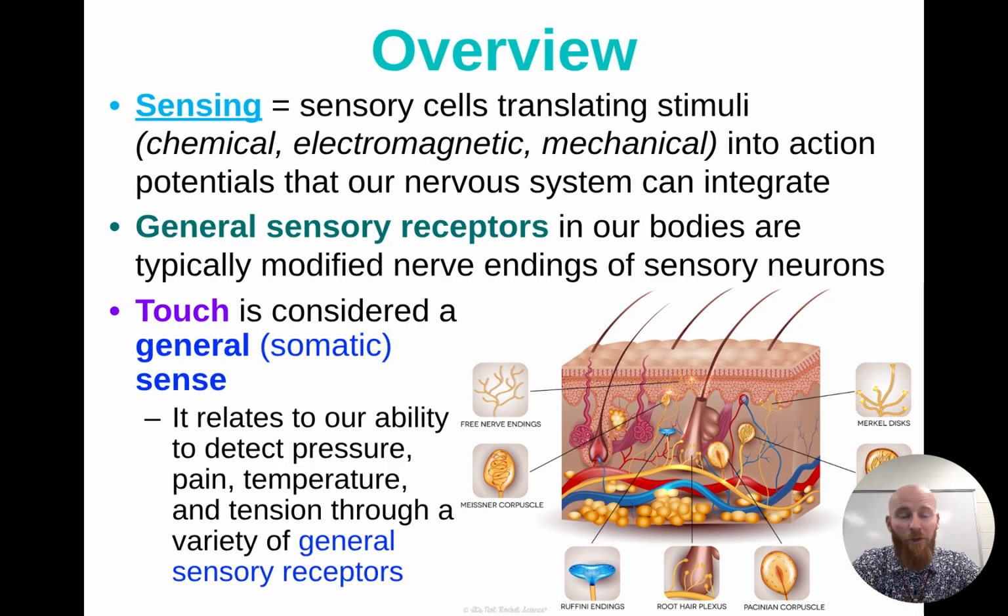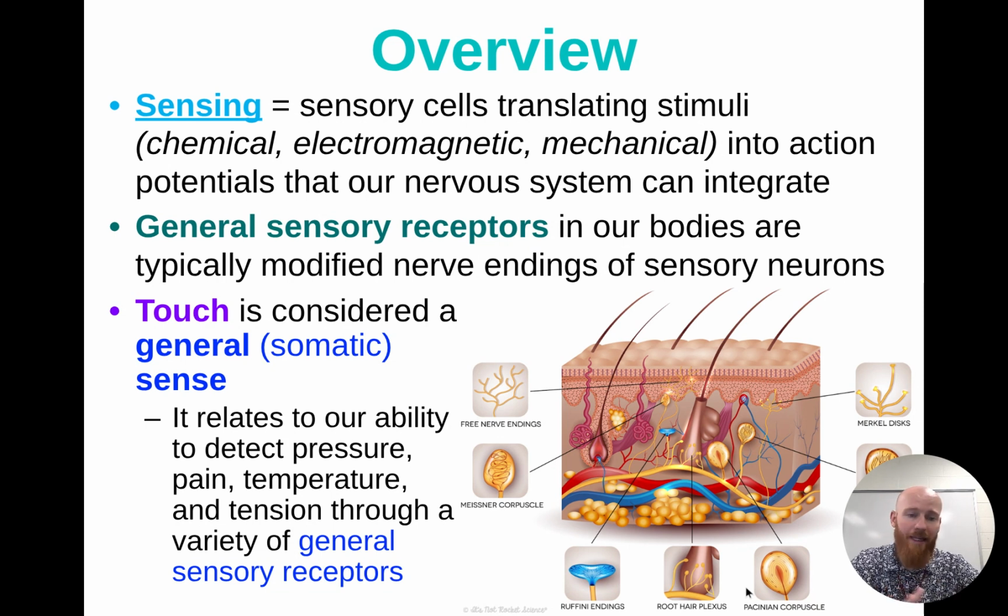So, we have general sensory receptors in our bodies, typically modified nerve endings that we're going to explore. These are just different types of nerve endings on your sensory neurons. Touch is considered a general sense or a somatic sense. It relates to our ability to detect pressure, pain, temperature, and tension through a variety of different general sensory receptors, different types of nerve endings embedded within the layers of your skin.